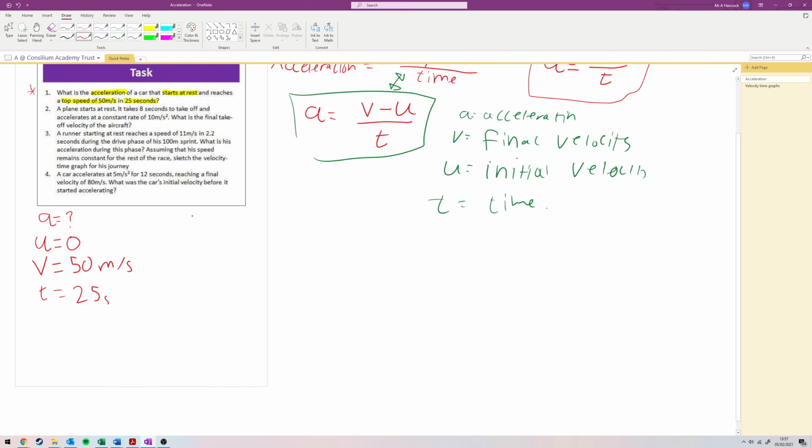So I'm going to write my equation out again. A equals V minus U divided by T. So you want to pause it, you want to have a quick go, and then I'll do the answer.